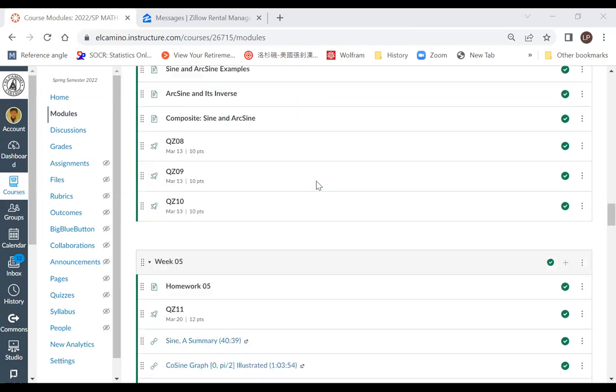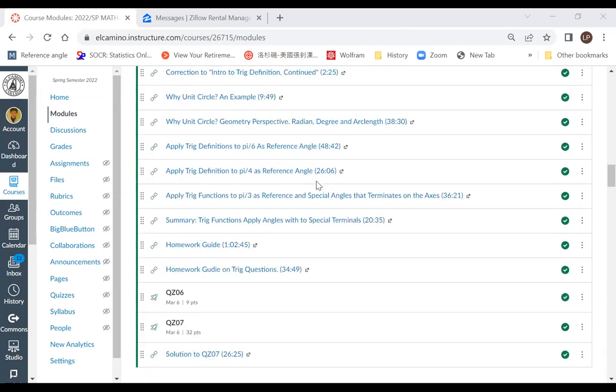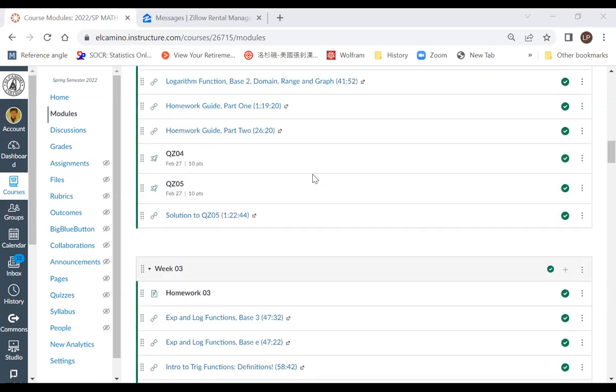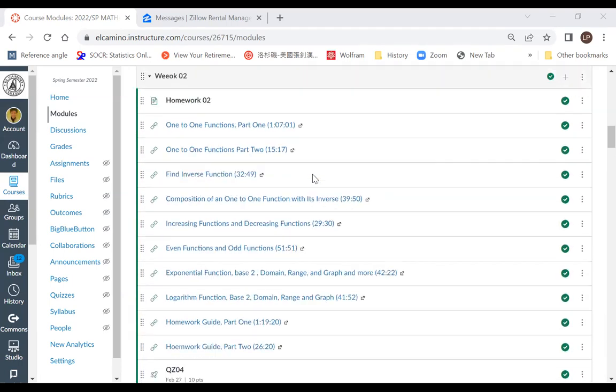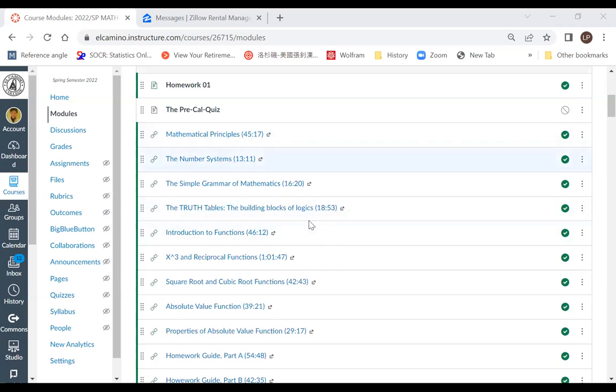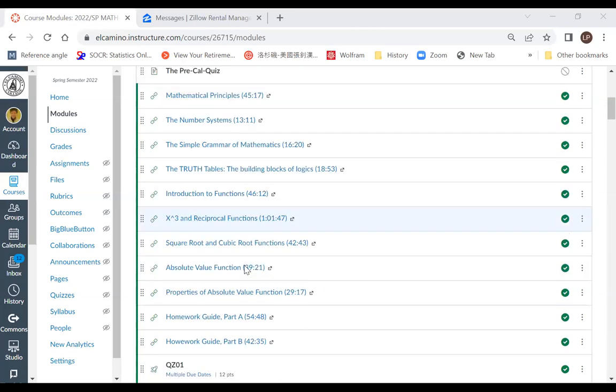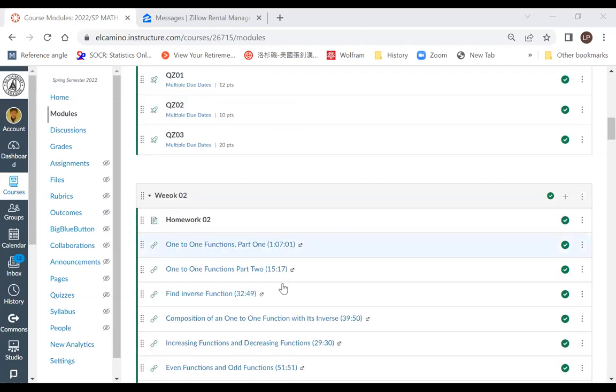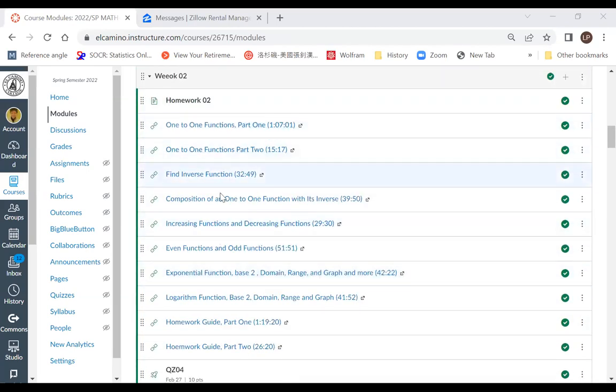This should take you back to week number two. Yes, in week number two, right? In week number one, we covered all of these basic concepts, math principle, truth table, and some functions in that table. And we talk about one-to-one function, inverse function, composition, increasing, decreasing functions.